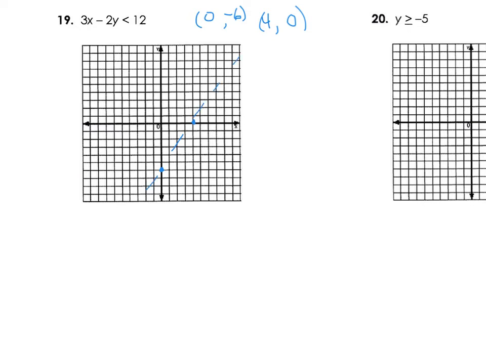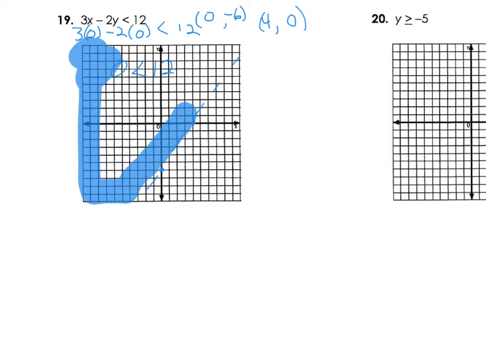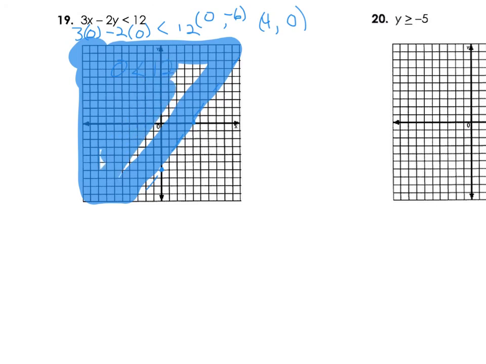Then I'm going to do the same thing. I'm going to test 0, 0. So I'm going to put a 0 in for x, and put a 0 in for y, and see if it's true or false. 3 times 0 is 0, minus 2 times 0 is 0. I get 0 is less than 12. So this time, 0, 0 is on the true side. So I'm going to shade in this portion of the graph.